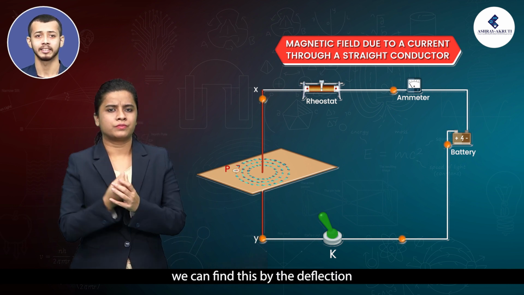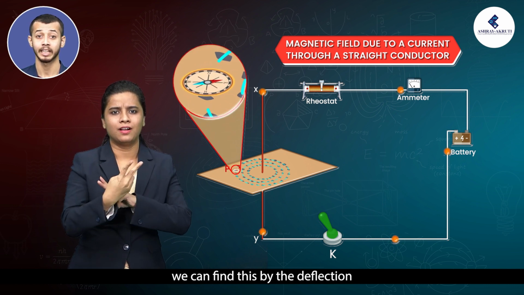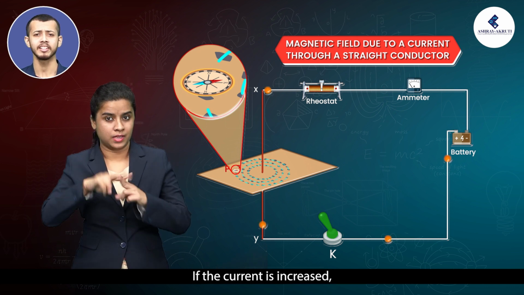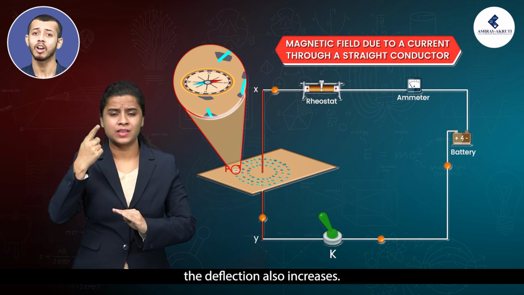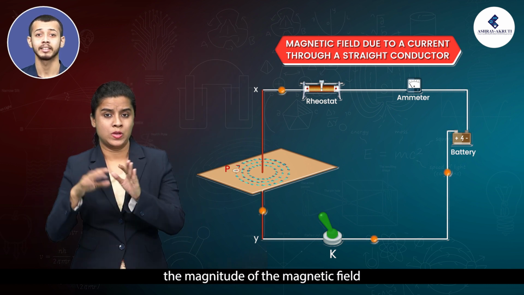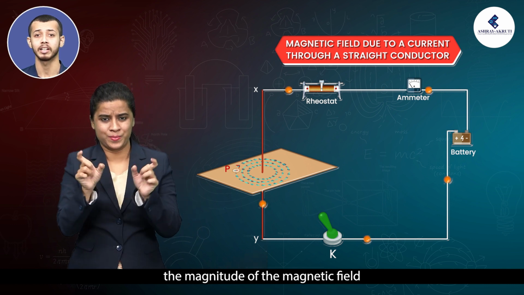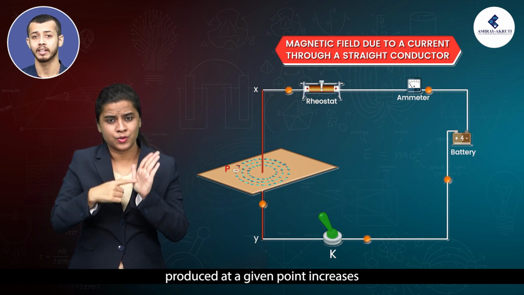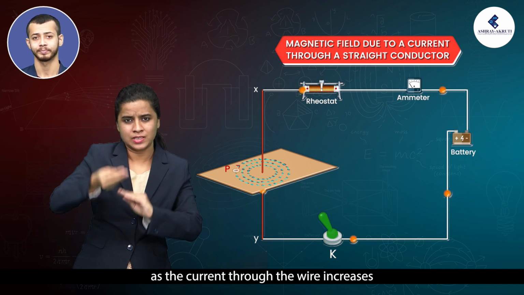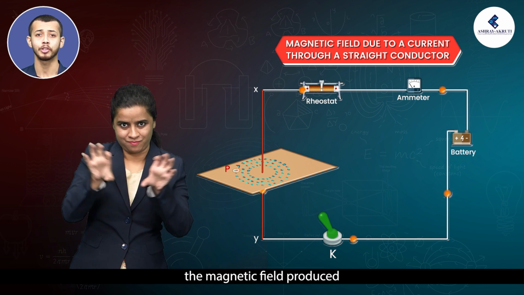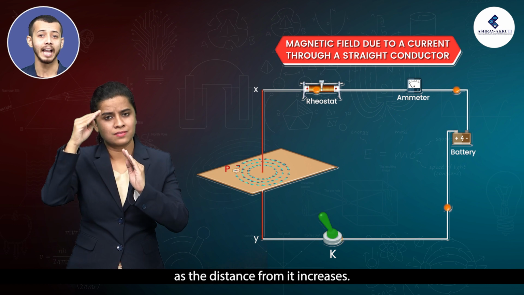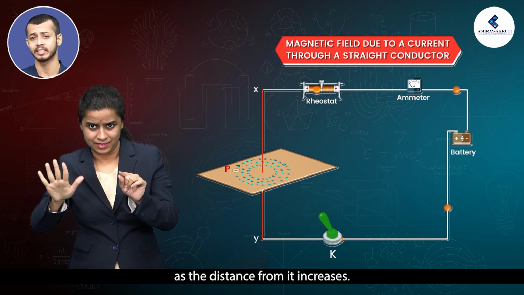We can find this by the deflection in the needle in the opposite direction. If the current is increased, the deflection also increases. It indicates that the magnitude of the magnetic field produced at a given point increases as the current through the wire increases. The magnetic field produced by a given current in the conductor decreases as the distance from it increases.